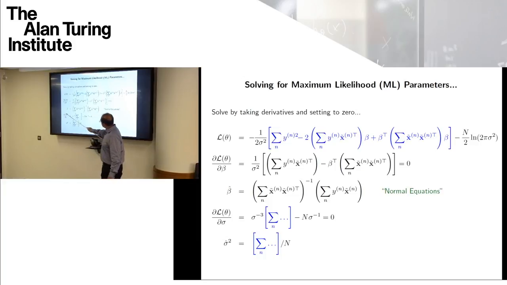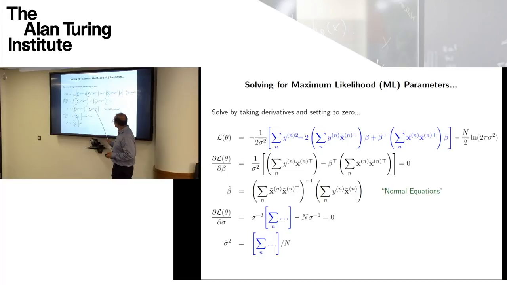And then if I want to figure out my noise variance, I take the derivative of the log likelihood with respect to sigma. I get an expression like this. This thing in blue is just this thing with beta hat plugged in. And then what I get is sigma squared is the sum of these blue residual terms squared divided by n. So it's the average of the squared residuals of my line. So that's it. That's how you solve linear regression in 2 slides.